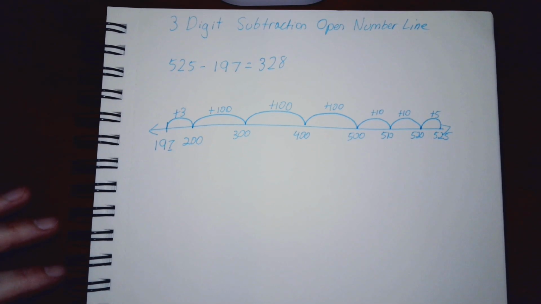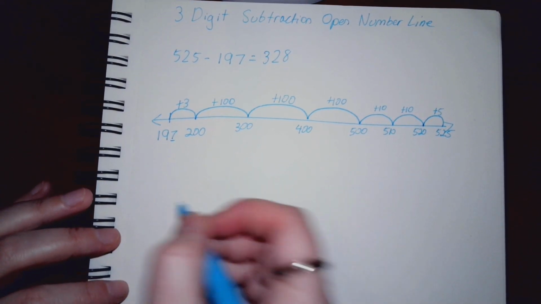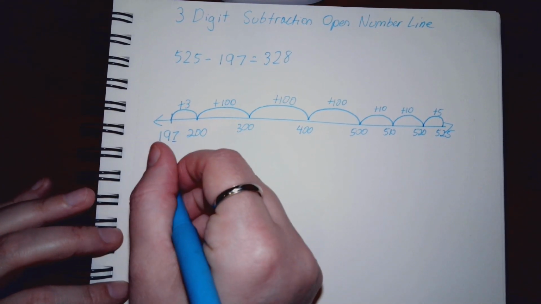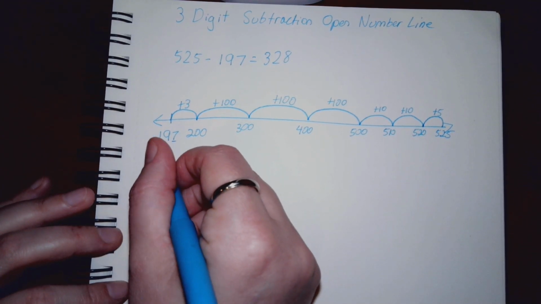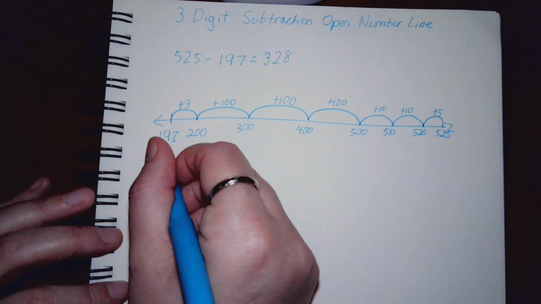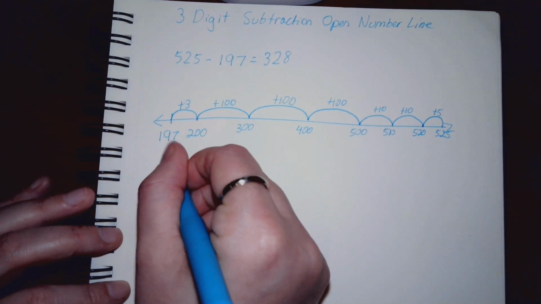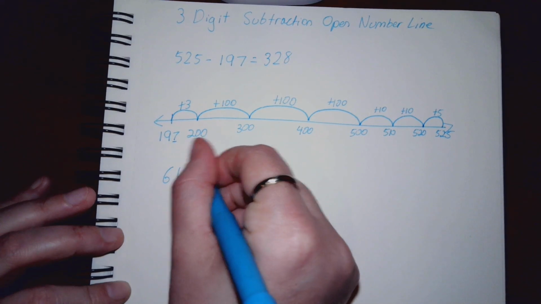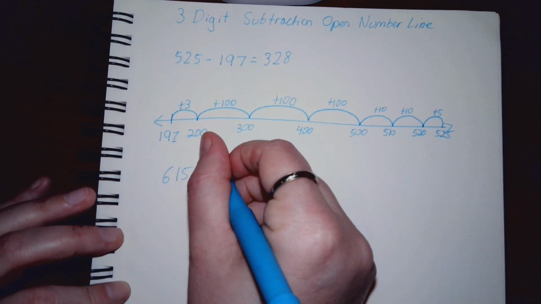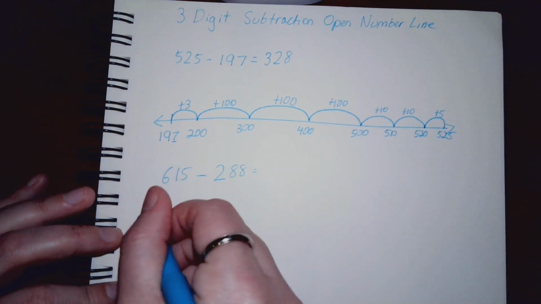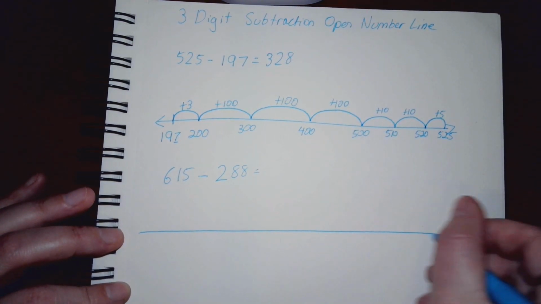Okay, let's do that again. This one, let's do 615 minus 288. So I'm going to draw my open number line here.